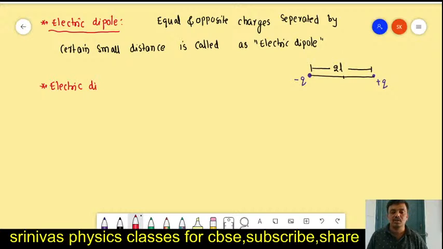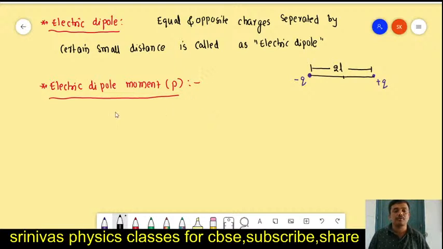Electric dipole moment is what? Can anyone write the formula for the electric dipole moment? It is denoted with P. Electric dipole moment means the product of the magnitude of charge and the separation between the two charges. Magnitude of charge is q, and the separation between the two charges is 2L. That is, the electric dipole moment is q into 2L.